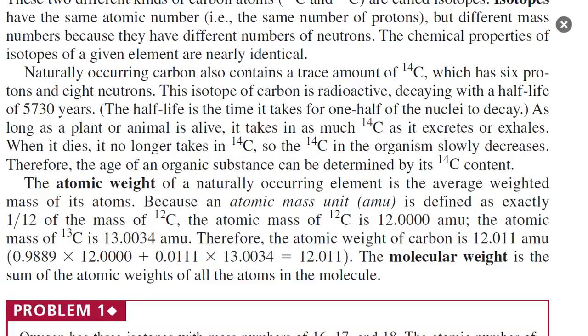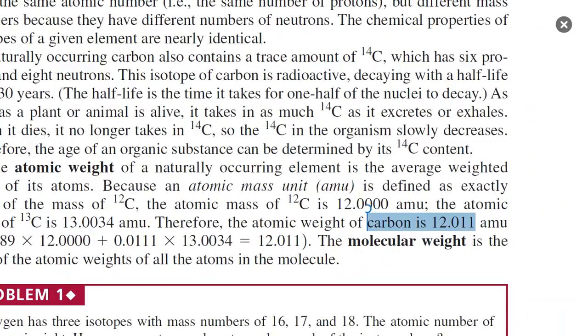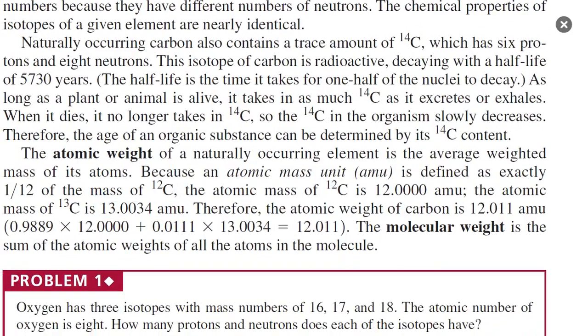The atomic mass of carbon 13 is 13, right? 0.0034, right? This is 13 AMU approximately. Therefore, the atomic weight of carbon is 12.1 AMU, because we were talking about the average weight, right? So they have taken the average, right? There are two kinds of carbons, right? One is 12, which is 12 AMU. The other carbon is 13, and that's 13 point this one. So when they take an average, it is going to be more than 12.